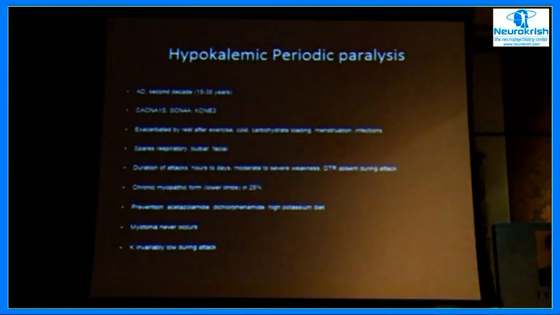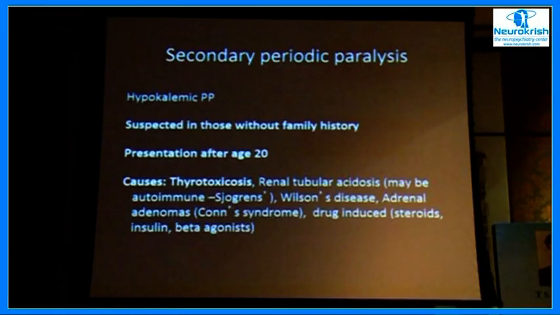Next is hypokalemic periodic paralysis. You have autosomal dominant, usually manifesting in the second decade, calcium channel, sodium channel, or potassium channel, exacerbated by rest after exercise, cold or carbohydrate loading, sparing respiratory and bulbar and facial muscles. Duration of attacks is hours to days, moderate to severe, tears are absent. About 25% can have a chronic myopathic form, and you can have prevention by acetazolamide or high potassium diet. Myotonia never occurs, and potassium is invariably low during attack.